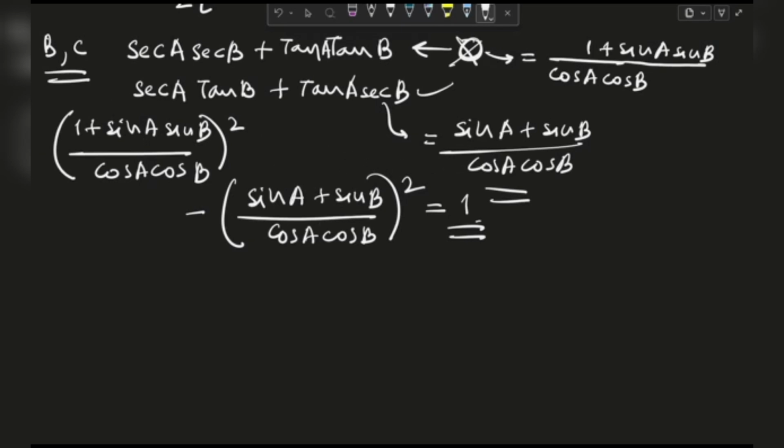No, I guess it was 1 plus sine square A sine square B minus sine square A minus sine square B. So in that particular step, if you take common, you will have 1 minus sine squared A multiplied by 1 minus sine squared B. That is cos square A, cos square B. In the numerator and the denominator you have the same thing, so both of them get cancelled and you get 1.